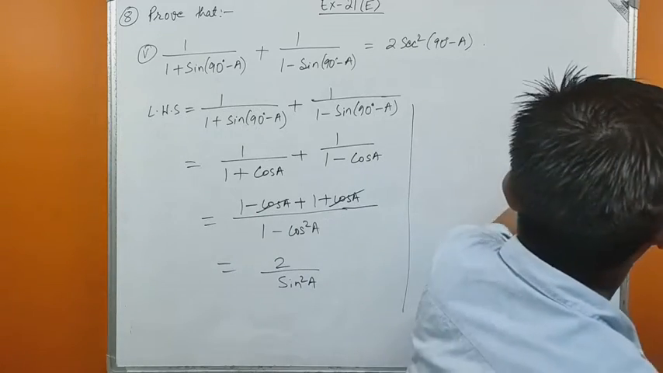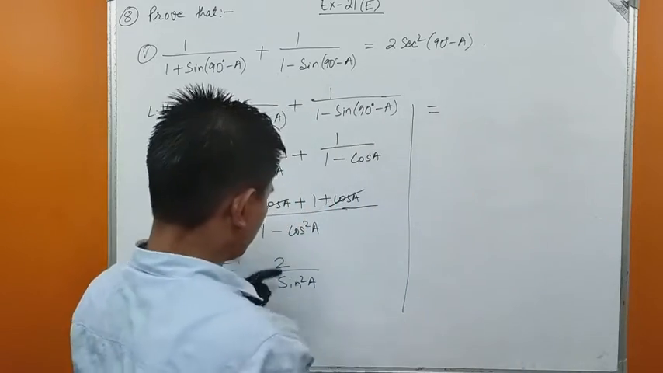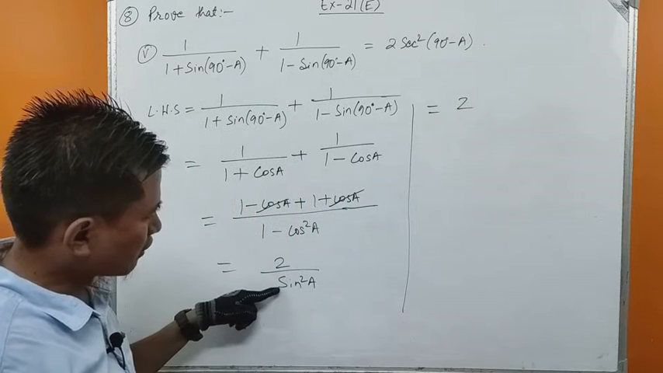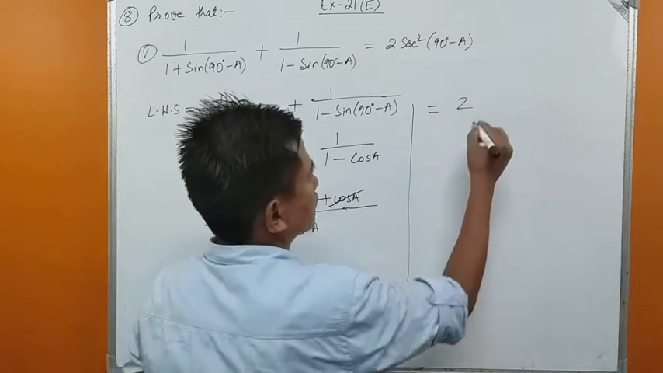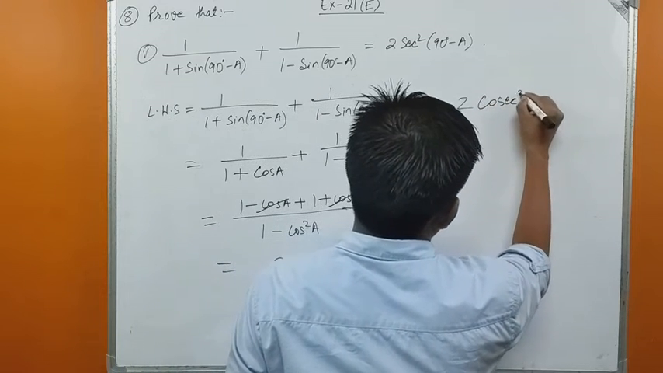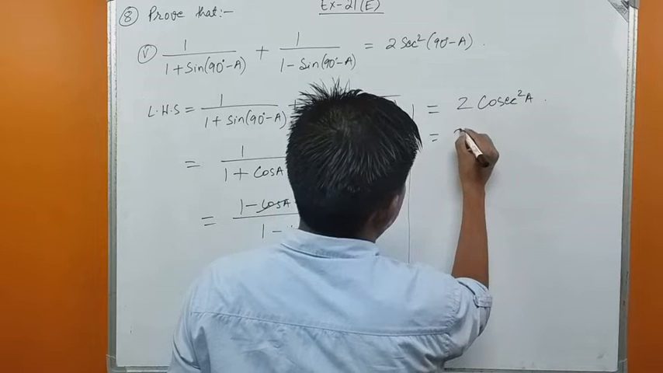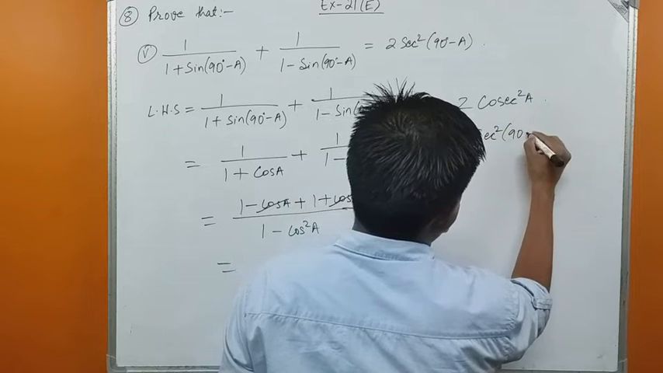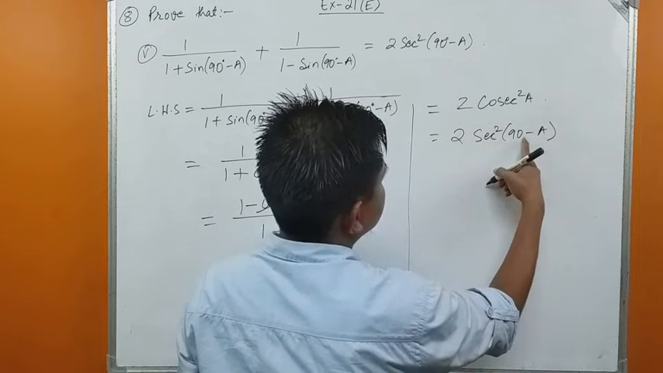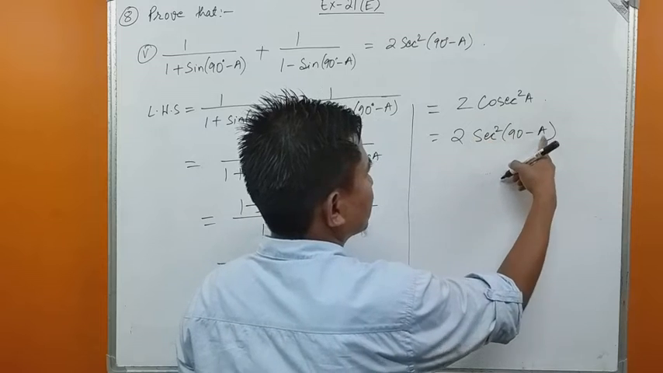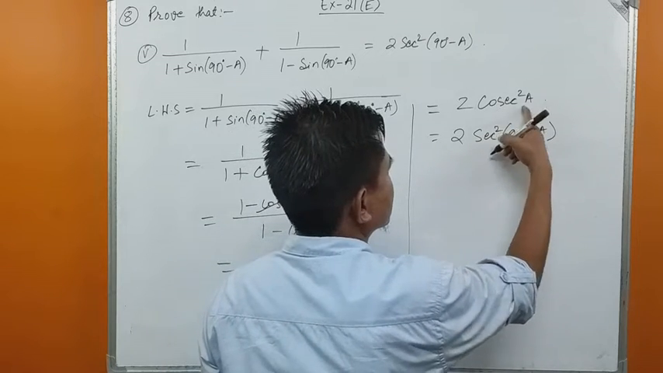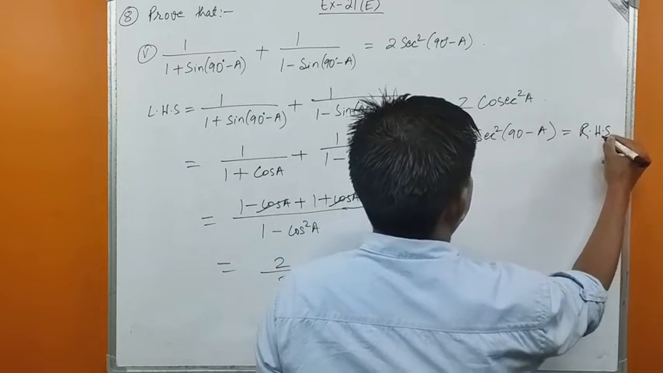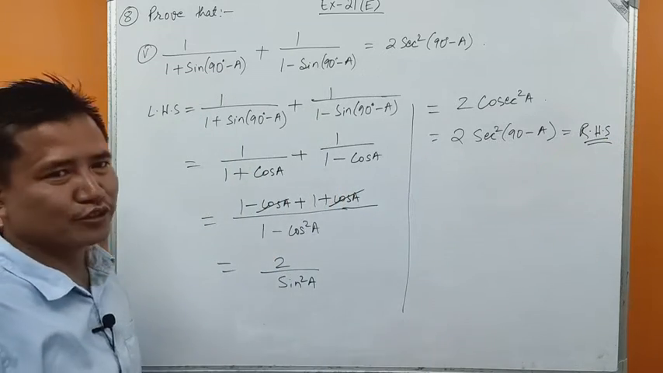So sin square A, if we take this number to the numerator, it becomes cosec square A. Okay, so this equals 2. This 2 is already in the numerator, so we write 2 in the numerator, and sin square A taken to the numerator becomes cosec square A. Now this is 2 cosec square A, which means actually 2 sec square 90 minus A, isn't it? Sec 90 minus A is cosec A. So sec square 90 minus A is cosec square A. So this is what we have in the right hand side, hence proved, LHS equals RHS. So I hope you got this. Now let us do the next question.